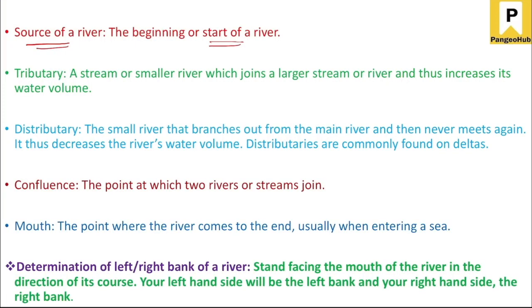Second is tributary. Tributaries are generally streams or small rivers which join to form a larger stream. They also provide the collected surface water to the larger stream. So it gradually increases the water volume of the main river system to which the tributaries are joined.